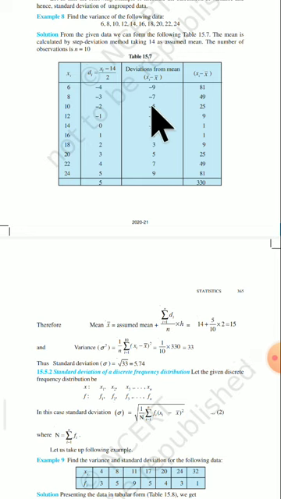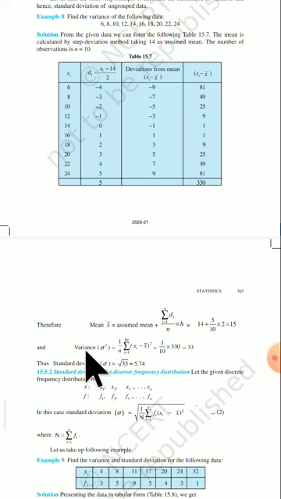Therefore find the value of xi minus x bar. Next take the square of those values. So write xi minus x bar whole square: minus 9 square is 81, minus 7 square is 49, minus 5 square is 25, minus 3 square is 9, minus 1 square is 1, 1 square is 1, 3 square is 9, 5 square is 25, 7 square is 49, 9 square is 81. So the sum equals 330.